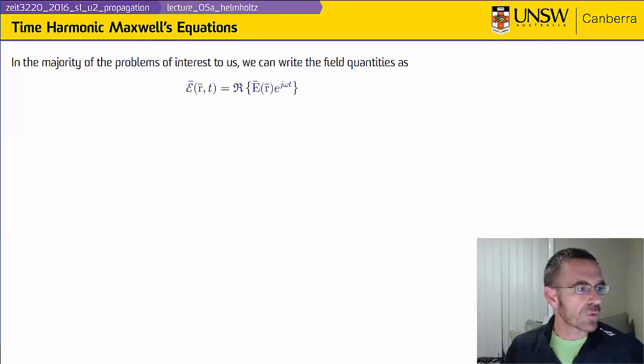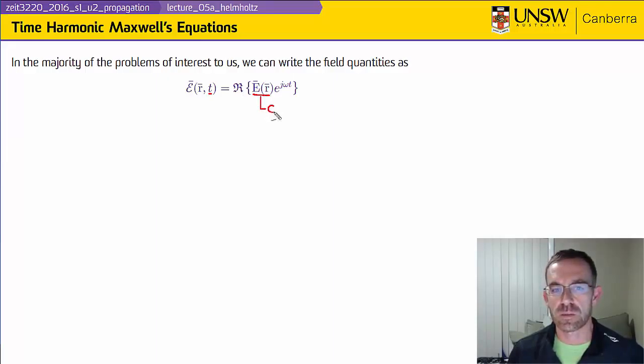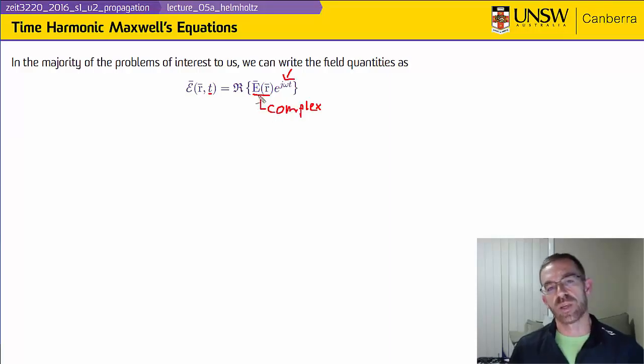So in the majority of problems that are of interest to us, we don't need to worry about the full time-dependent behavior of our solution, right? We can encapsulate the transient behavior of our solution as the real part of a complex vector phasor. So this E is complex. Okay? And the time dependence is captured in here in this e to the j omega t.